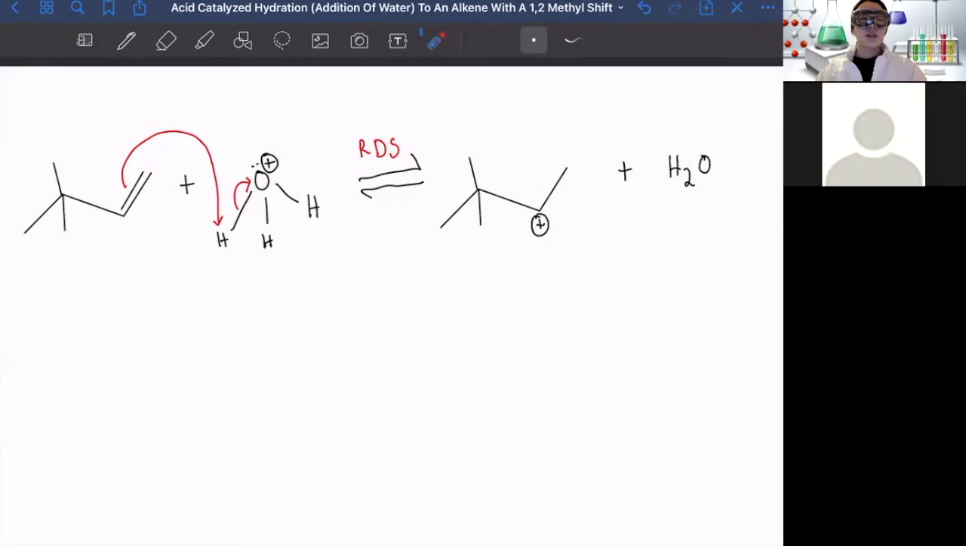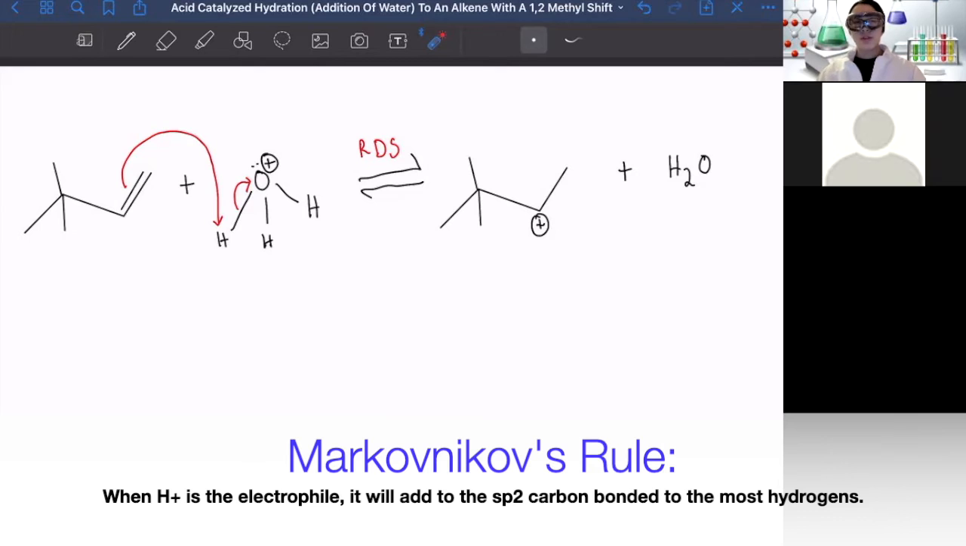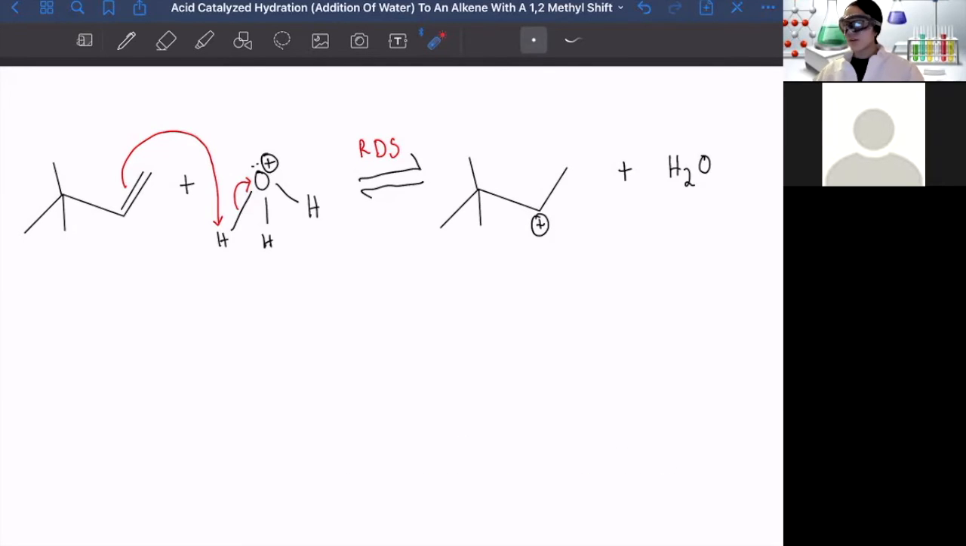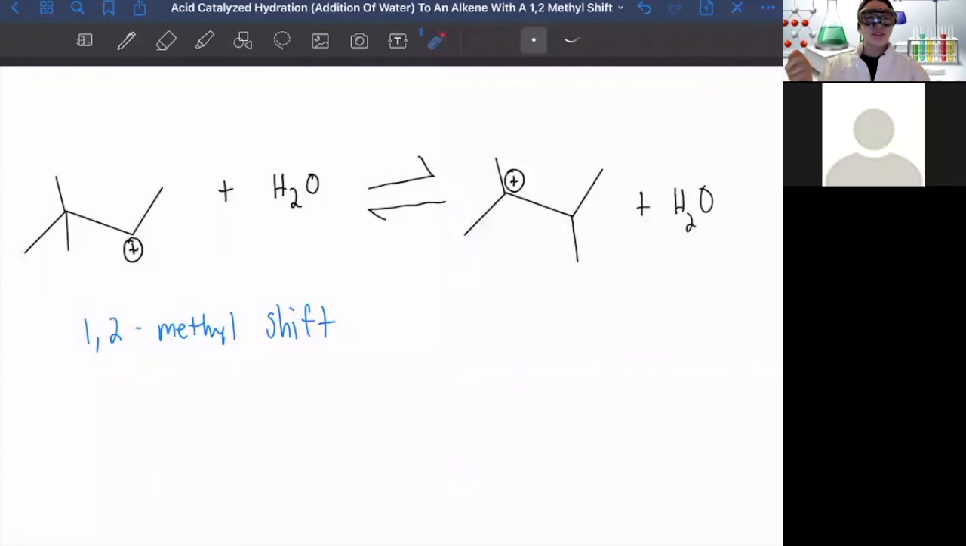From this reaction, the addition of the hydrogen from the electrophile follows the Markovnikov addition, which is the addition of the hydrogen to the carbon that has more hydrogens attached to it, which in this case would be this carbon here. The next step of this reaction mechanism involves the 1,2-methyl shift.